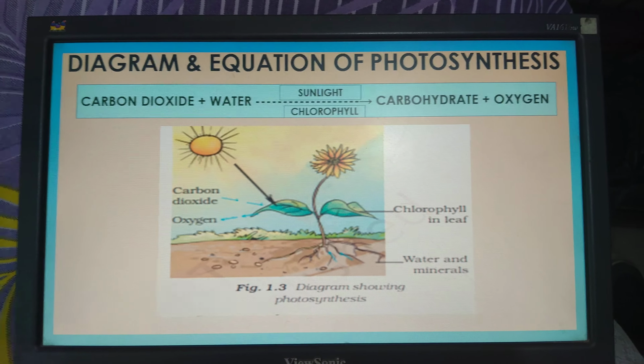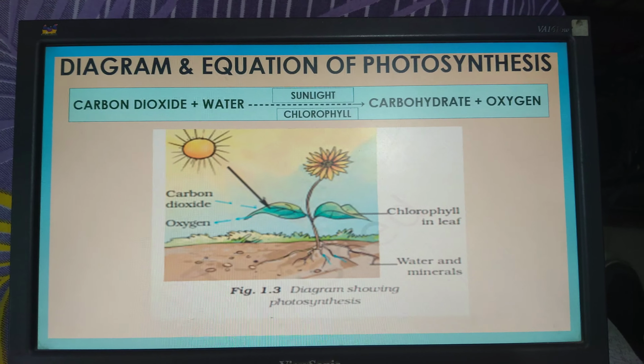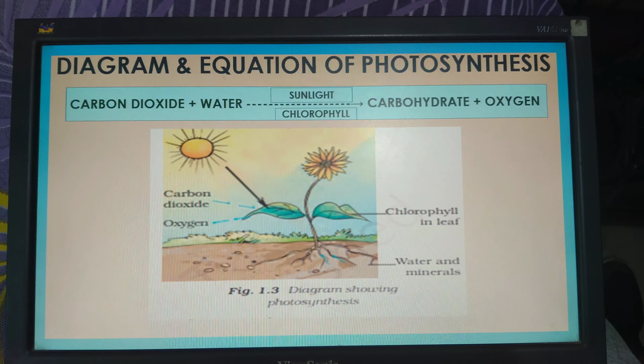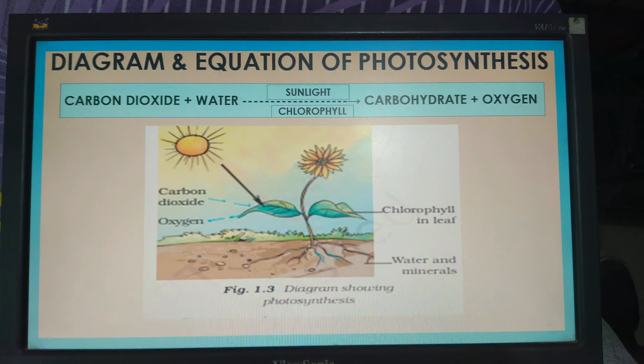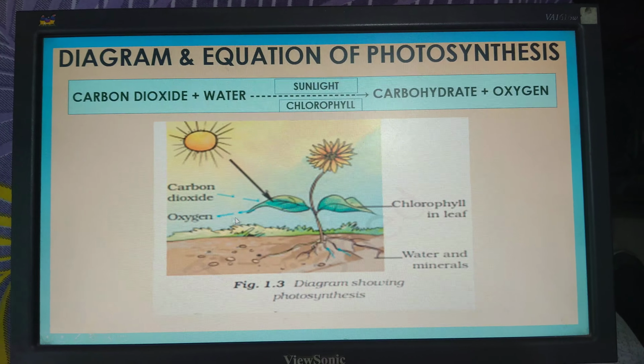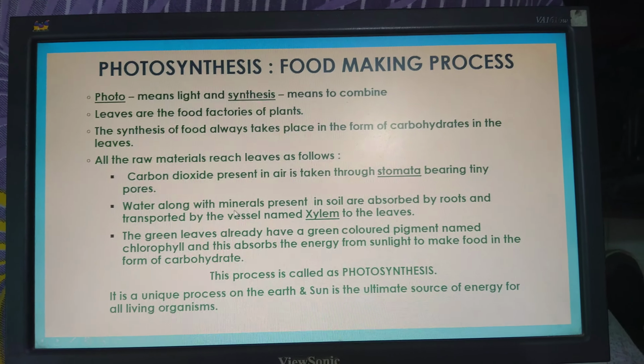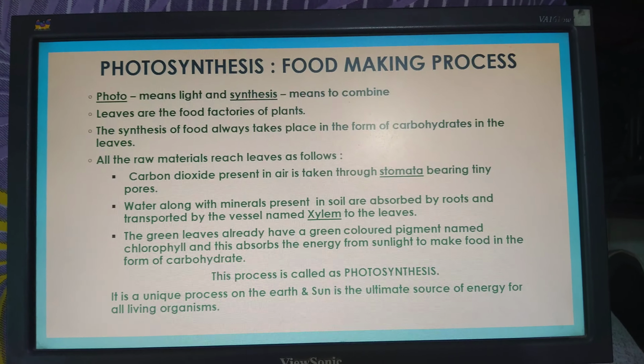The oxygen which is formed during photosynthesis is released through the same tiny pores, called stomata, into the atmosphere. Now, photosynthesis: the food making process.